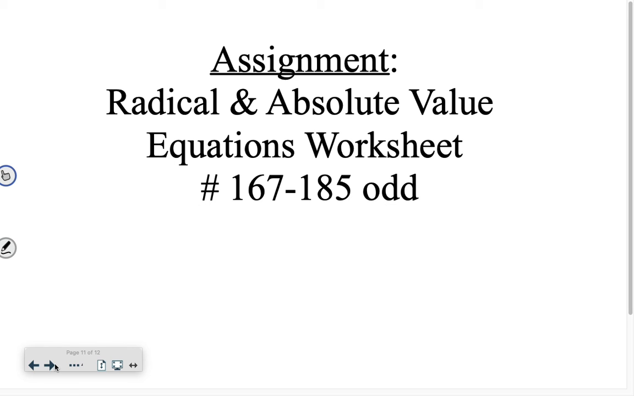All right, so here's the assignment that I'm actually having you do. It is a much shorter assignment than the ones you've been working on the last 2 days. You have 167 to 185 odd, so you've got like 10 questions. And we are now about halfway through the first chapter. We've got about another week or 2, and then we'll test on the end of the chapter.